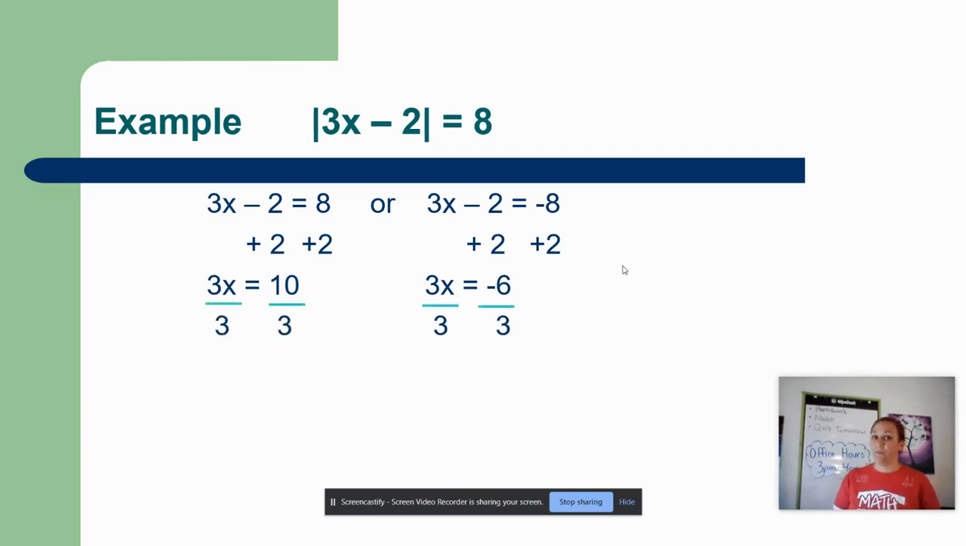Next, I'll divide by 3. And I get my two answers: 10 over 3. Fractions are better than decimals, especially with this one because it's a repeating decimal. And we do not write mixed numbers in this class. And my second answer is negative 2.